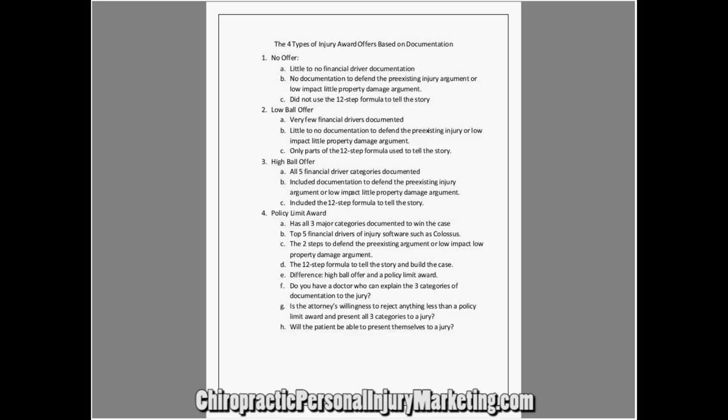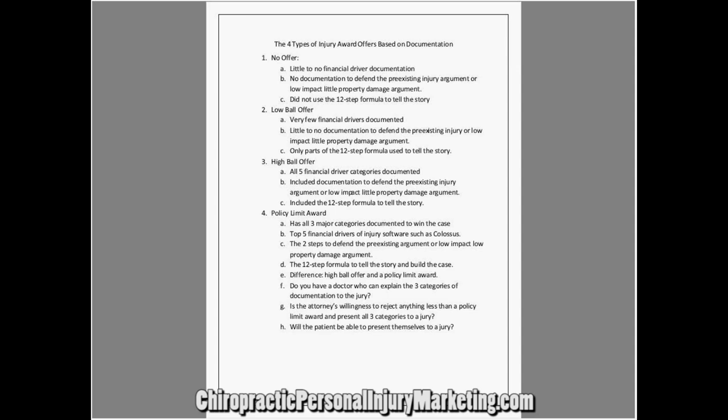We just looked at those 3 categories and how much of them do you have relative to each one of these. That's all. This is how simple I've made it. So, number 1, as an example, under no offer, it says little to no financial driver documentation. See, that's the category of the top 5 financial drivers. B is the category of the 4 categories to defend it. So it says no documentation to defend the pre-existing injury argument or low impact property damage argument. See, so I just used the defense category there. And then the third one is did not use the 12-step formula to tell the story. Okay, so that's when you get no offer.